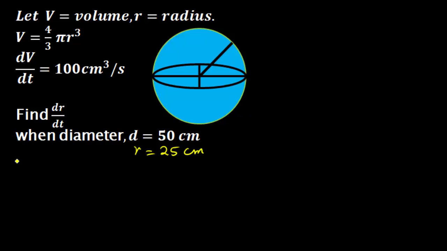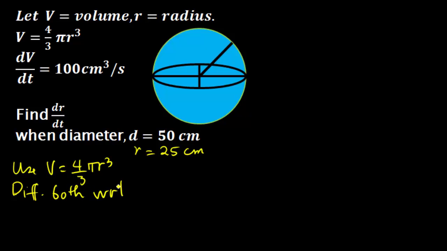So what do we use? We use the equation V equals 4/3 pi r cubed. We differentiate both sides with respect to, WRT, means with respect to time t. Because remember, the volume and the radius are changing, so they are both functions of time. All right, so let's go ahead and differentiate.